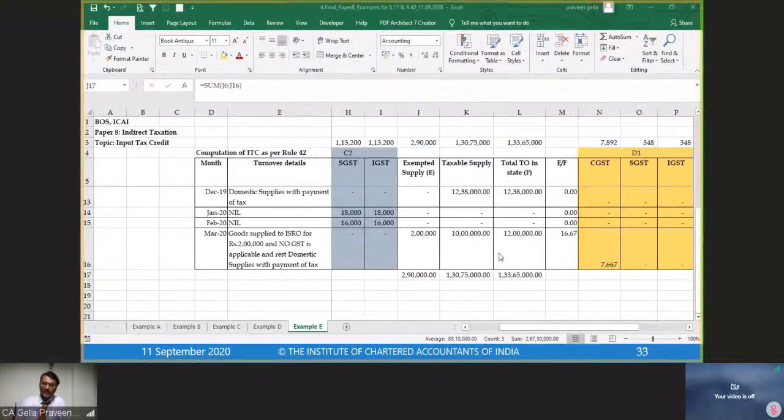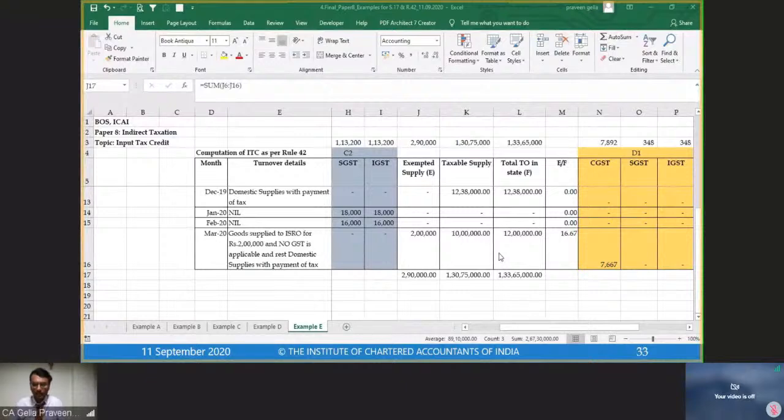This is also clear. Next, what I have done, my month on month purchases, ITC, that I have, on that I have applied something called E by F. So here I got month on month credit that I have to reverse. Now, at the end of the year, they expect me to do the same thing on a consolidated basis. So I'm just copying this formula here.